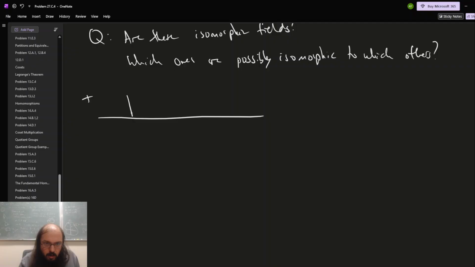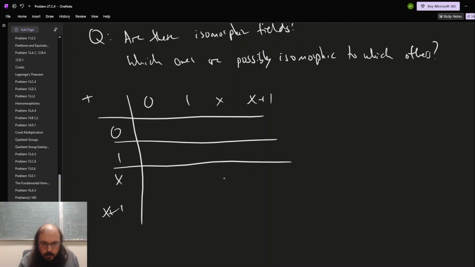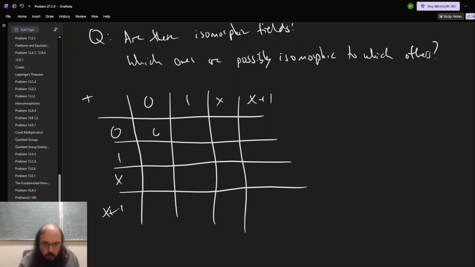So we have, it's all commutative, so it's symmetric. We have 0, 1, x, x plus 1. Of course, when I add 0, we know how that goes. When I add 1, I get 0. When I add anything to itself, right, I get 0, because when you add something to itself, you get 2 of it, and 2 is 0. So these guys are all 0.